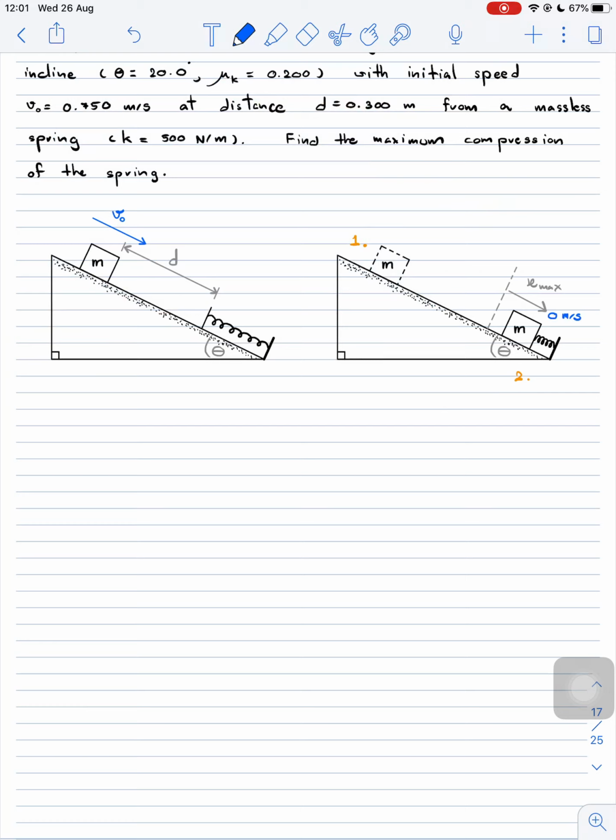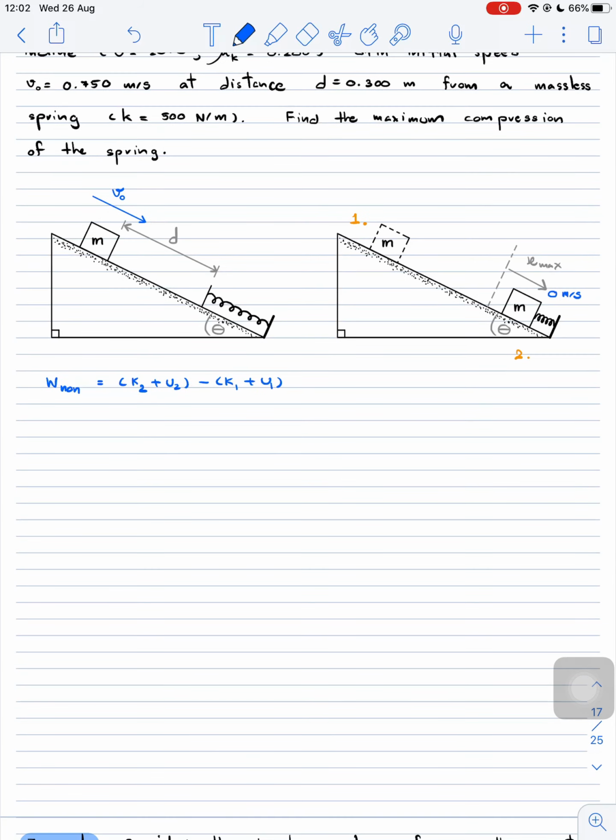We are going to use this equation: the work done by the non-conservative force equals K2 plus U2, minus K1 plus U1. Don't forget that K2 and U2 are the kinetic and the potential energy of the system. K1 and U1 are the initial kinetic energy and the potential energy of the system as well.